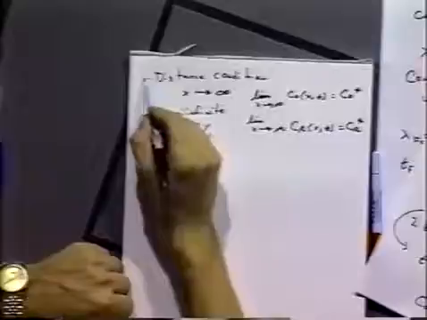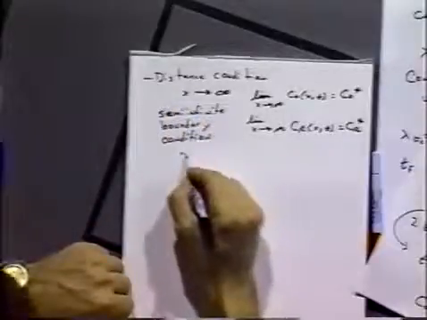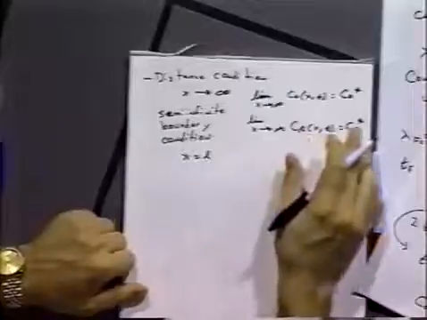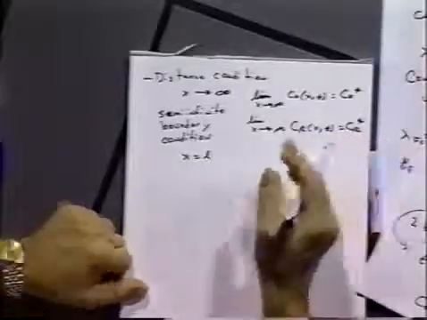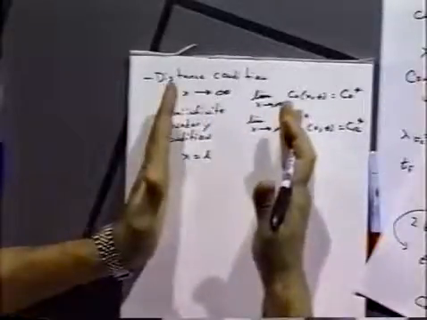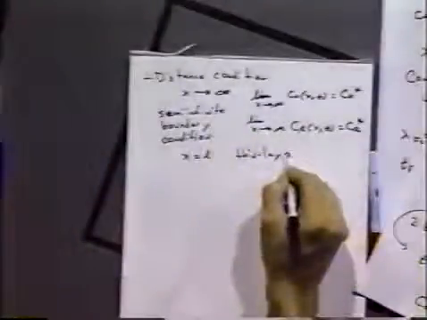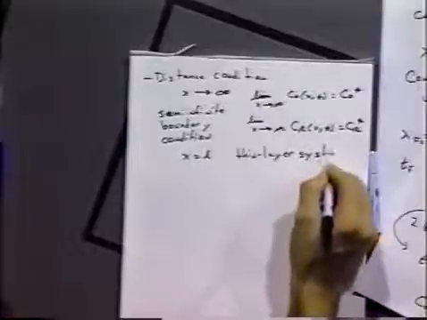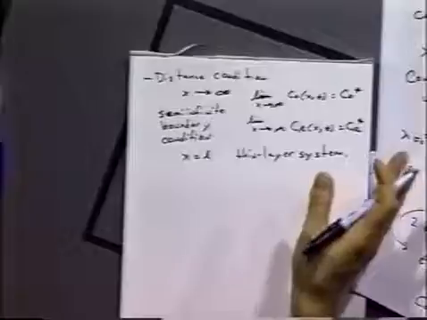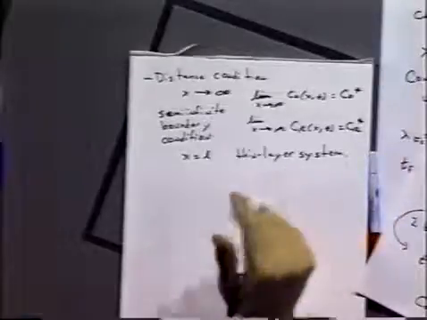But another distance condition might be, for example, at some distance L, there is a wall in solution, and that would be, say, a thin layer system where we have, instead of an infinite extent of solution, a wall where the reaction is occurring. So this would be a thin layer system, and that has very different properties from a semi-infinite condition.